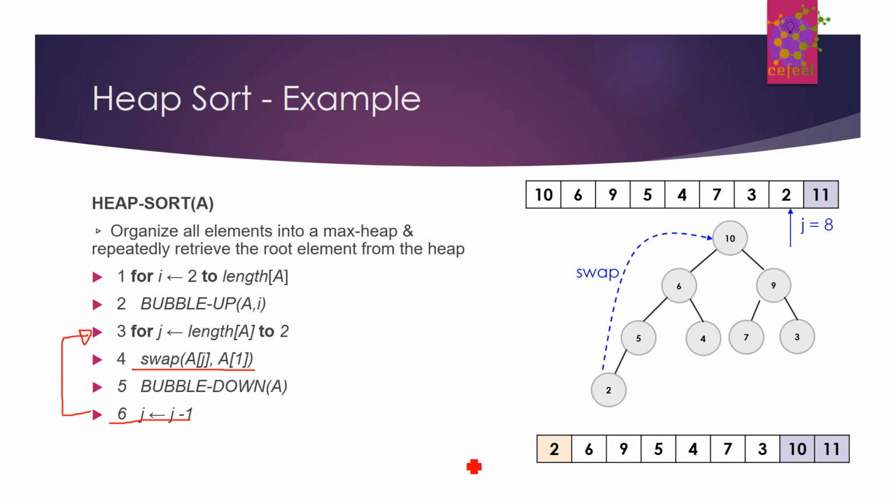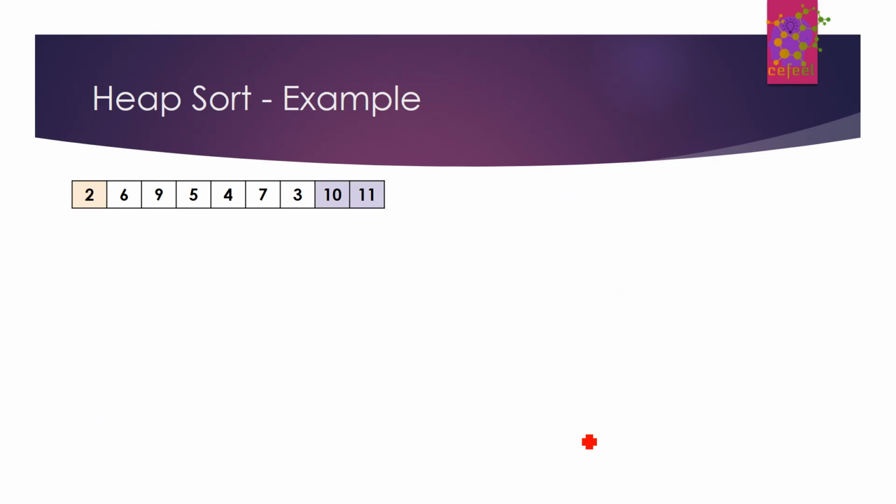So notice what has happened. We have now sorted 2 elements, which means we have picked 2 maximum elements and placed them at the end. But what we did is we replaced the root with 2, due to which the heap property is violated, so we will have to call the bubble down algorithm and place 2 in its position. So let's do that then. So we have 2 now.